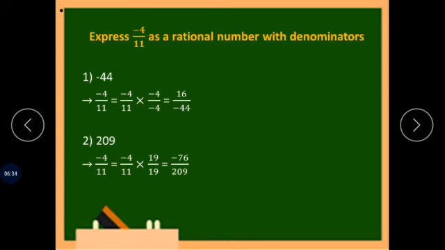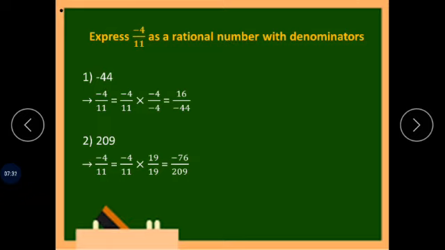Now here a few examples we will see. Express minus 4 upon 11 as a rational number with denominator minus 44. Here first we have written the given example, minus 4 upon 11. What do we want? The denominator as minus 44. So what should you do? This minus 44, leave aside the sign. 44 you should divide by 11. Then the quotient will come 4. But we want minus 44. So to the numerator and the denominator you should multiply by minus 4. So here minus 4 into minus 4, 16, and 11 into minus 4, minus 44.